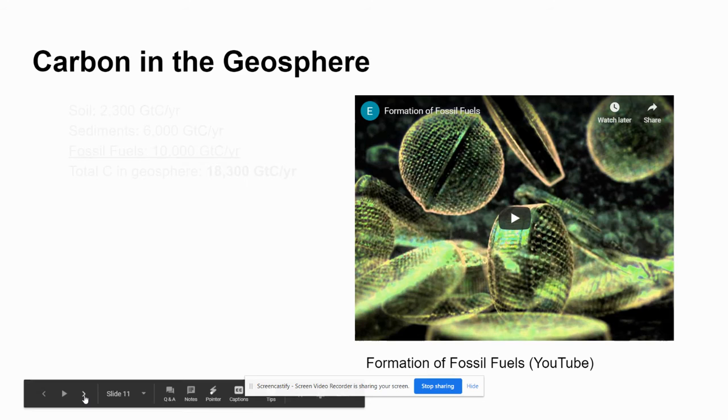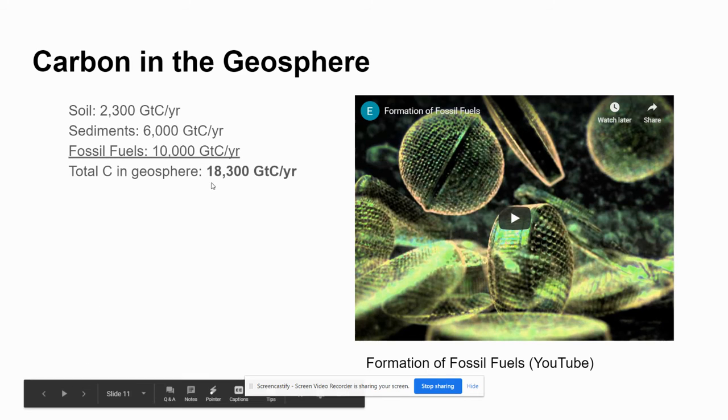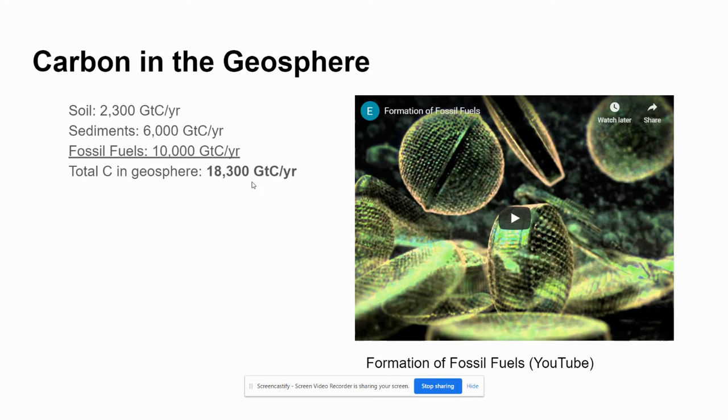Carbon in the geosphere. Total carbon in the geosphere is 18,300 gigatons per year. So you might think that this number is less than that in the hydrosphere, but this is the number that is telling us how much carbon is cycled from the geosphere, not how much of the carbon is in the geosphere. That is much more than is found in the hydrosphere. As I mentioned, 99% of the carbon is actually stored in the geosphere, but only 18,300 is cycled.